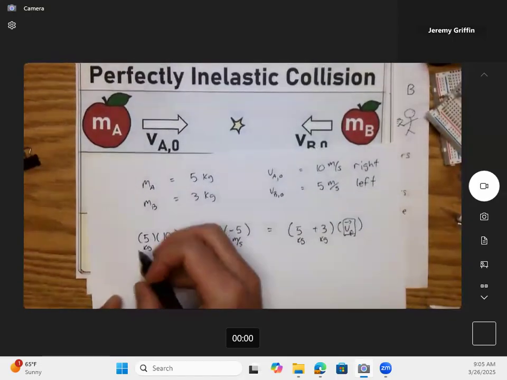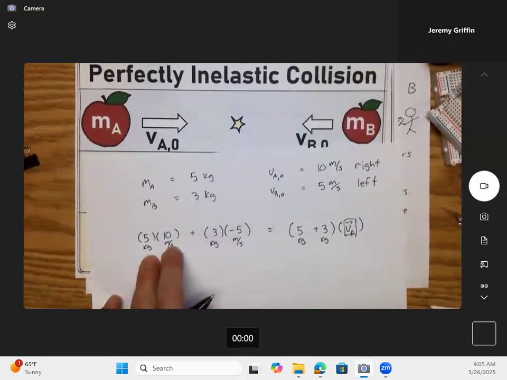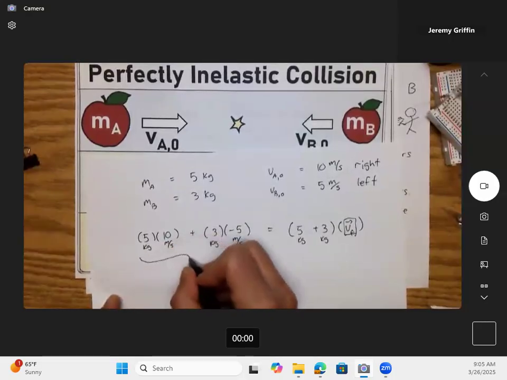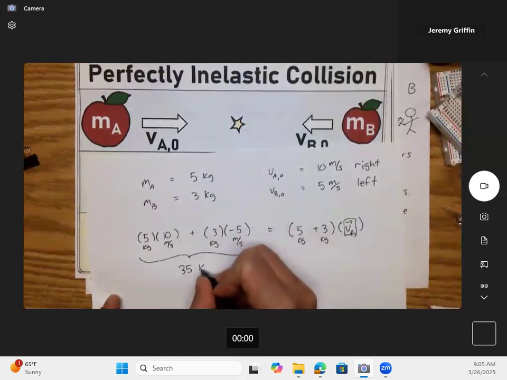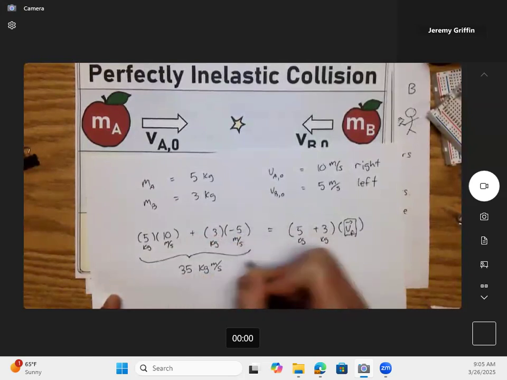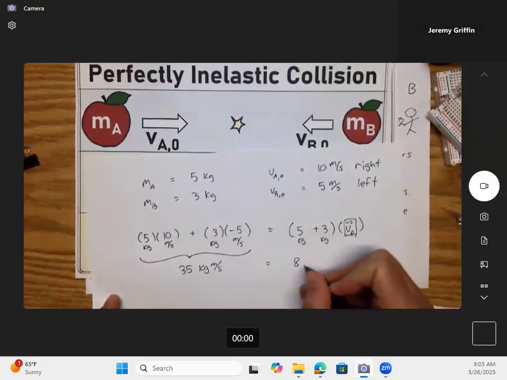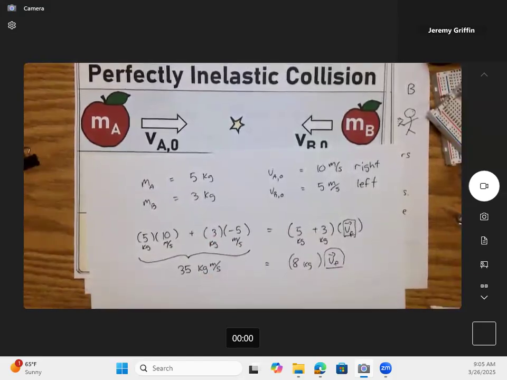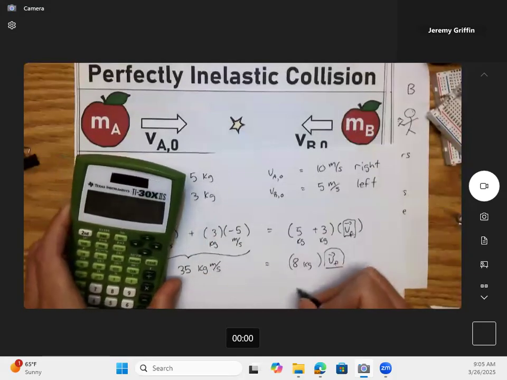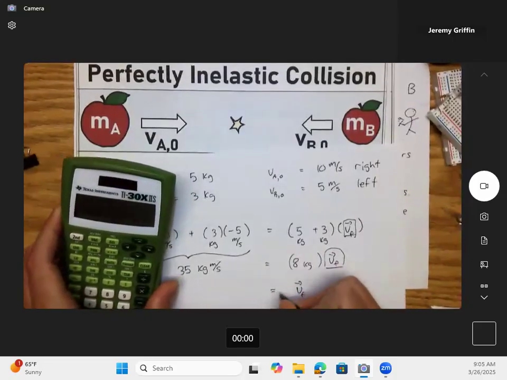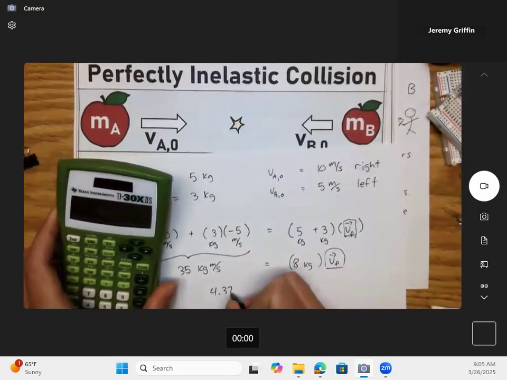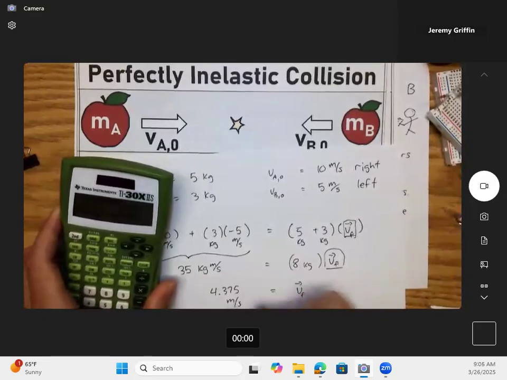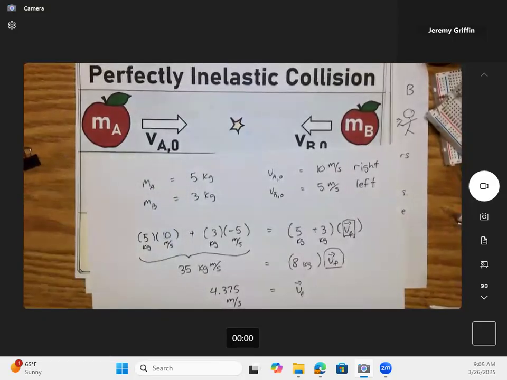So how much momentum? I got 50 units of momentum here. I got negative 15 here. Guys, what's 50 plus negative 15? 35. So I got 35 units of momentum, kilogram meter per second. And that's going to result in 8 kilograms moving, not fast, in what direction? So divide over 8, and you should get v final equals 4.375, maybe meters per second. And the fact that it's positive means it's overall going to the right.